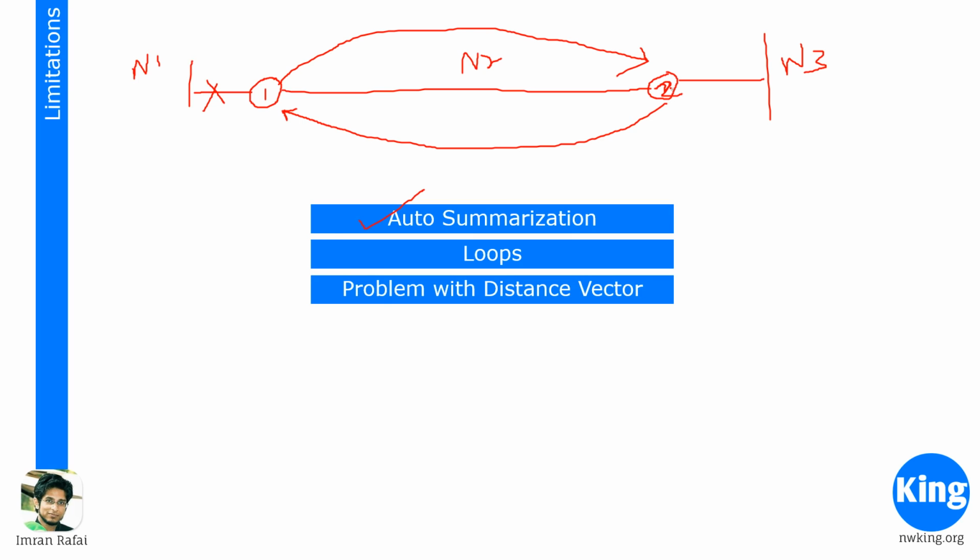And now it is telling me that network 1 is available with a hop count of 3. Maybe something changed, so I'm going to update my routing table. So router 2 is going to update its routing table because it received an update saying 3 hops. Router 2 is going to say, okay, I'm going to add one more. So now network 1 is available at 4 hops.